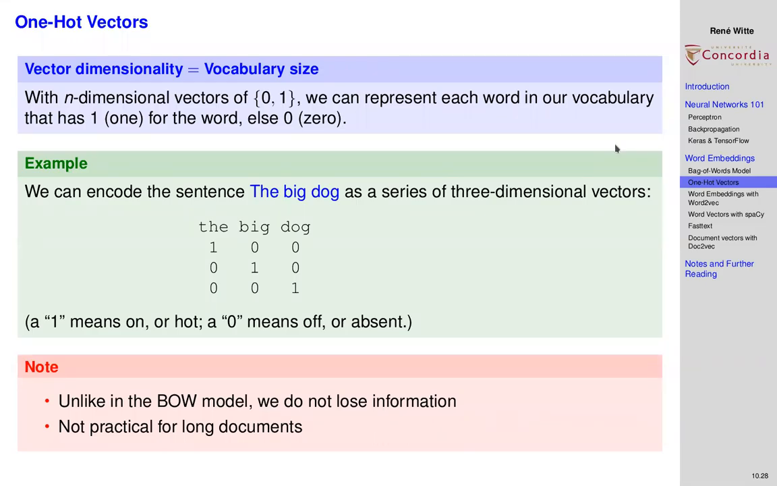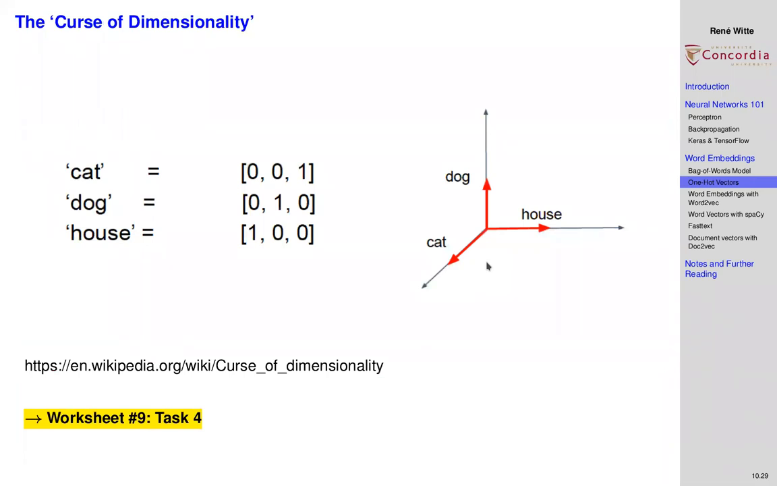And there is another problem with this kind of representation, which in machine learning is known as the curse of dimensionality. To understand why this is called the curse of dimensionality, there is again a small exercise on the worksheet. What we're doing is we're taking 3 words, cat, dog, and house, and for each word, we choose a one-hot vector representation. You can see again, we have a vector which has a value of 1 for the corresponding word. So go through task 4 on the worksheet, and then we're going to see what we can do about it.